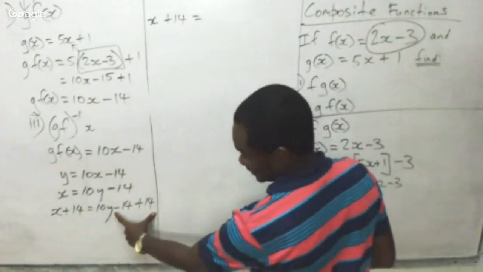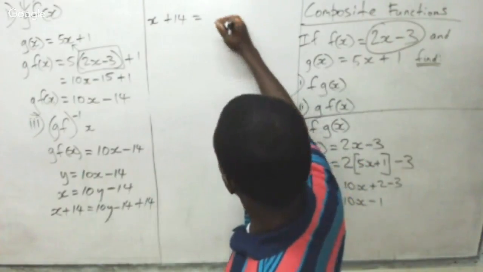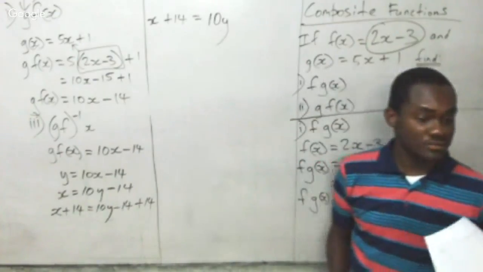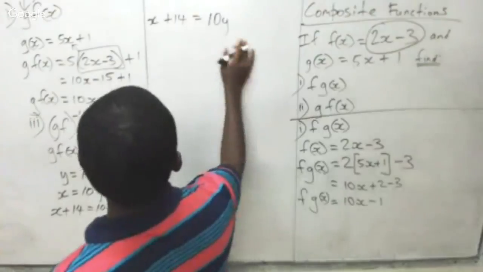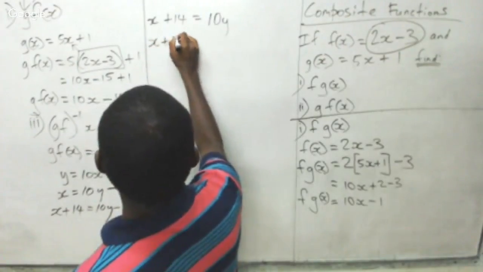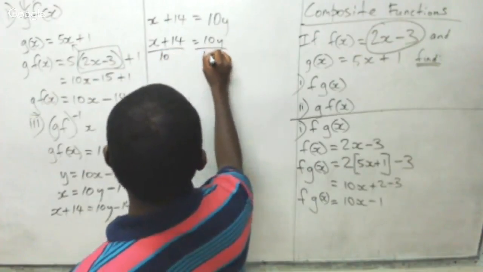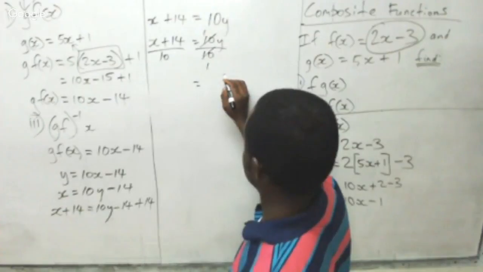Negative 14 plus 14 is what? Zero, sir. So what is on the right? 10y. What is your objective? Make y the subject. What are we going to do? You should know what to do. Divide both sides by 10. So on the right, you're left with y, and on the left, x plus 14 over 10.